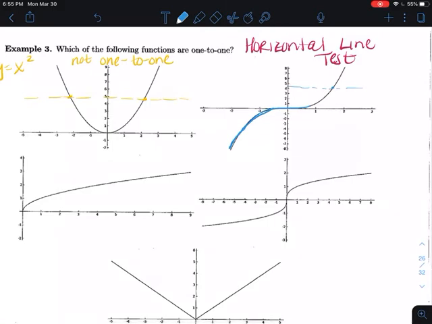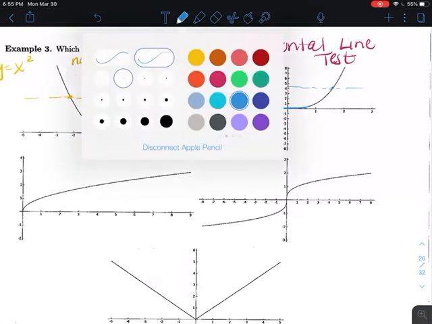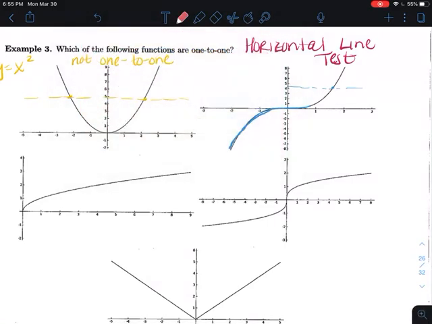All right, so these points actually increase here in the middle. So this is not a horizontal line, it's constantly increasing. So anytime I put a horizontal line, it's going to hit 1 point at a time. So this is a one-to-one function. This is a cubic curve, y equals x to the third. So a cubic is one-to-one.